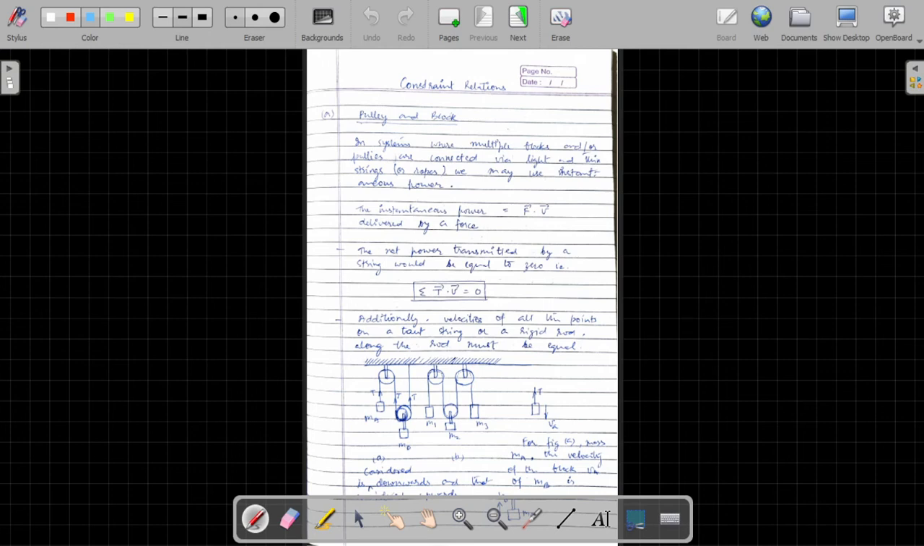Welcome everyone to our lecture on the chapter of laws of motion. So today we will be doing the topic of constraint relations.